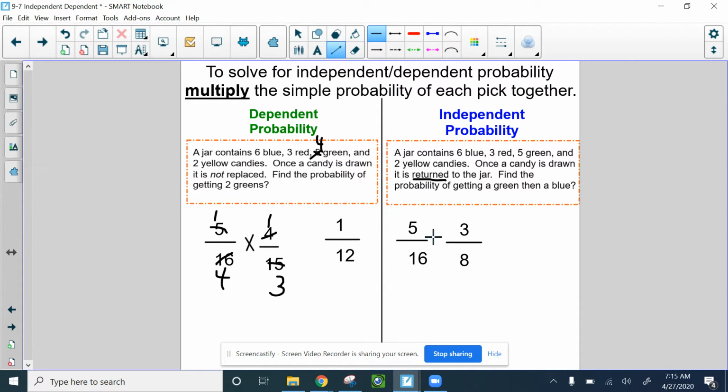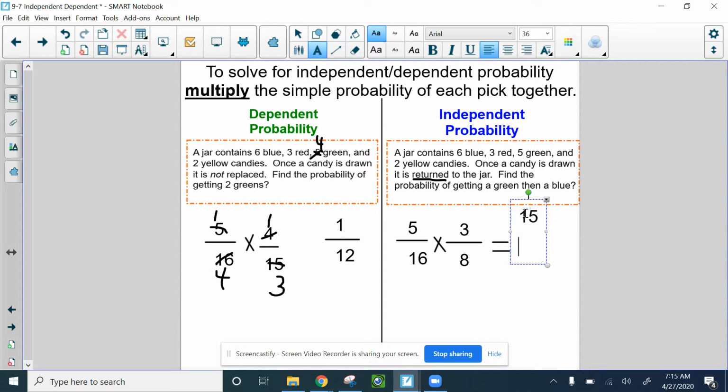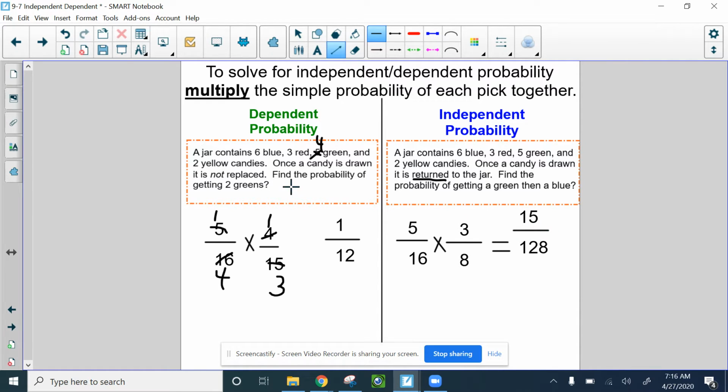So now I'm going to multiply these two probabilities together to get the probability of both events together. So when I go through that and do that, I would get 15 over 128. So that would be the probability of getting both of those together.